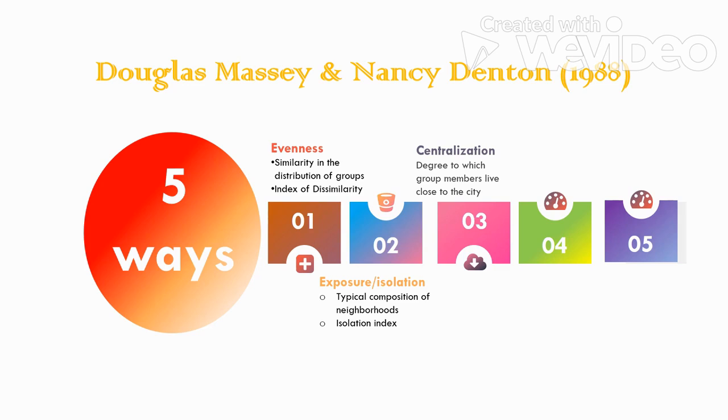Then we find centralization. It is the degree to which group members live close to the center of the city relative to other groups. Try to remember the apartheid model city. Over there, the center was mainly occupied by white people. Then we find clustering, also a parameter related to degree. It is the degree to which group members live in neighborhoods that are close together within the city.